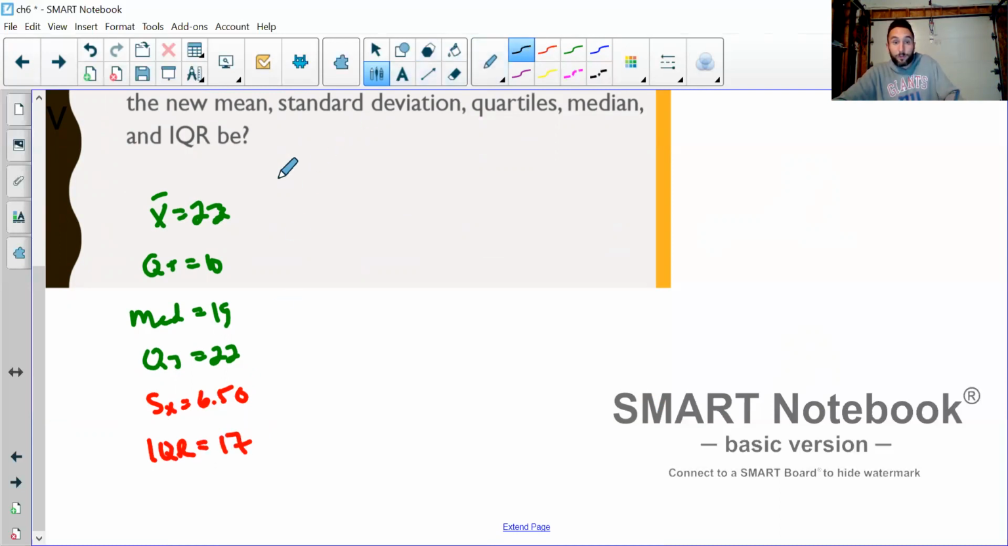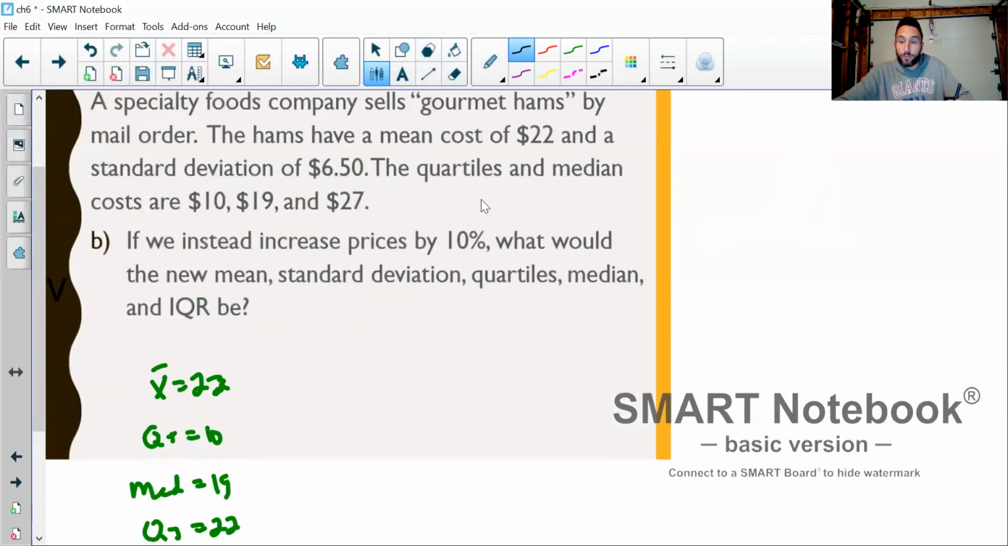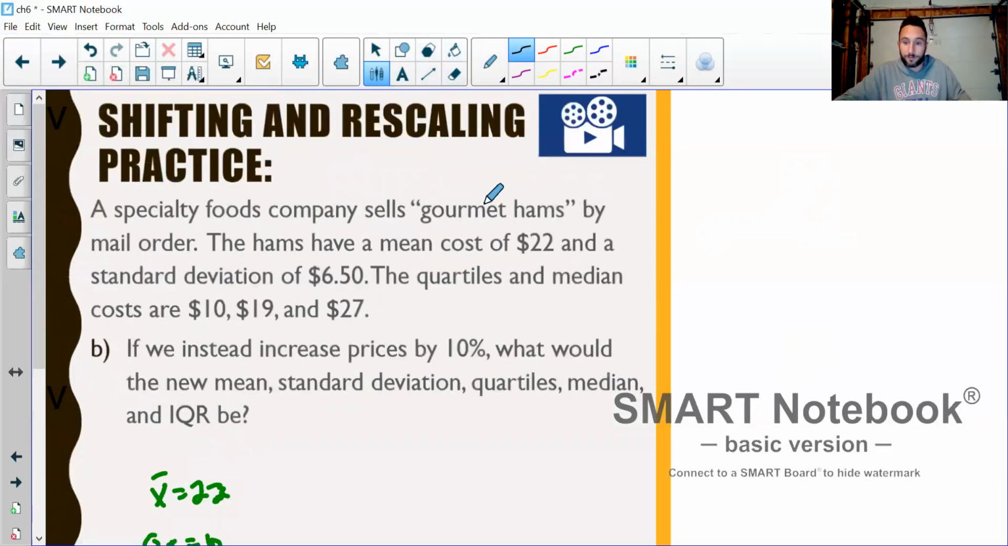So now, right, we're going to shift. Now we're going to rescale. We're going to discount each price by 10%. So here's where it gets tricky. Like if I said, take a 10% discount.